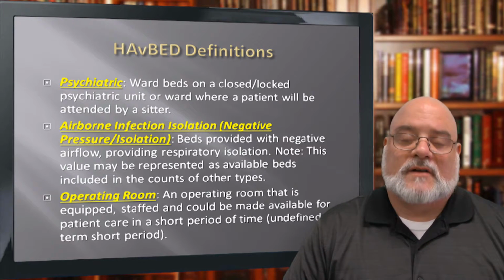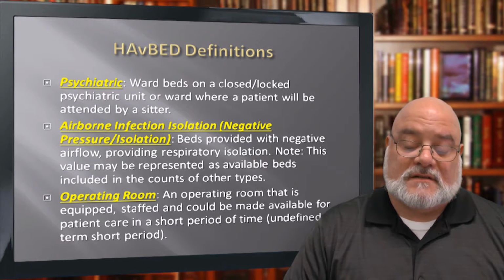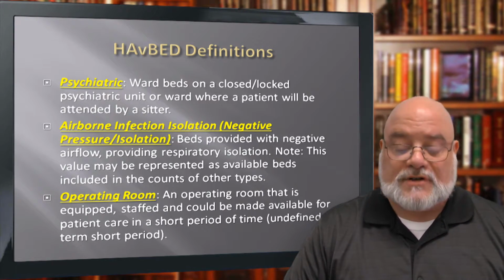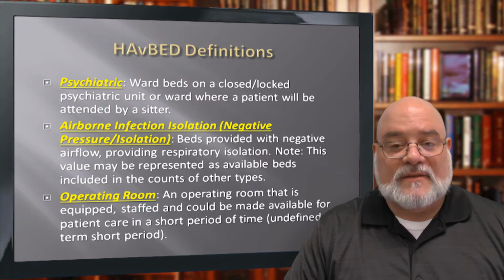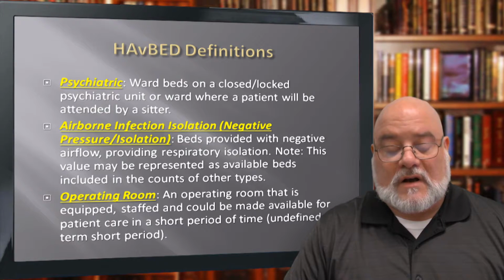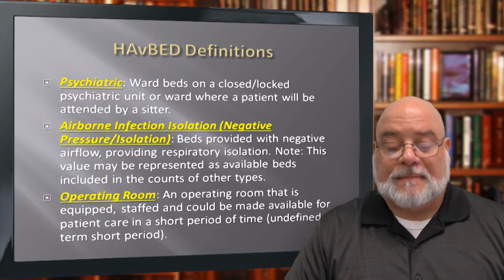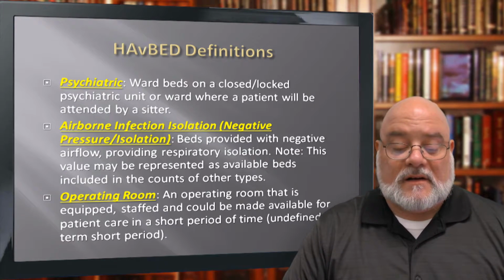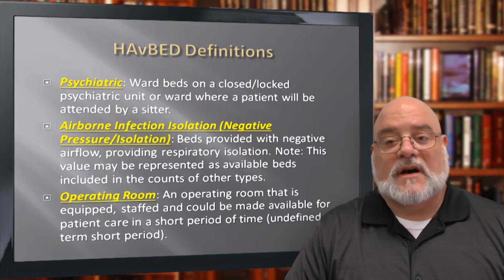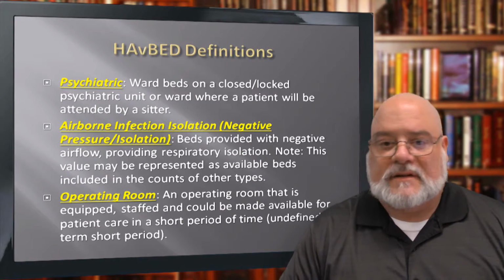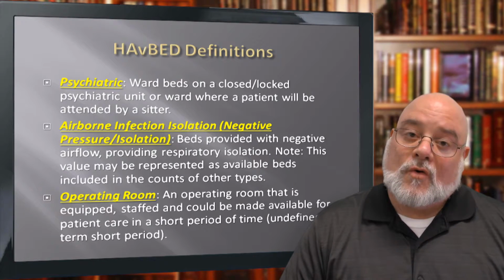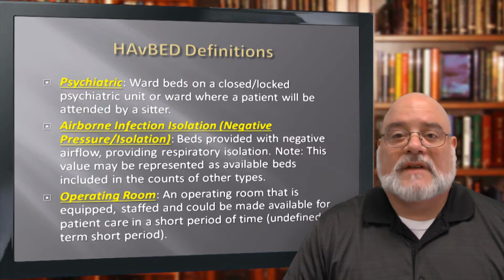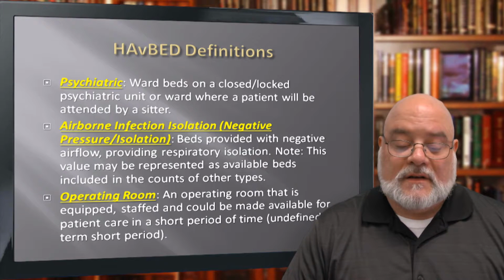They're in a safe environment where they cannot harm themselves. Airborne infection isolation. These are negative pressure rooms, isolation beds. These beds provide negative airflow, so everything gets pushed out. This may be represented as beds available in other types. For example, many times ICUs have negative isolation rooms, or some hospitals actually have negative isolation ward rooms.